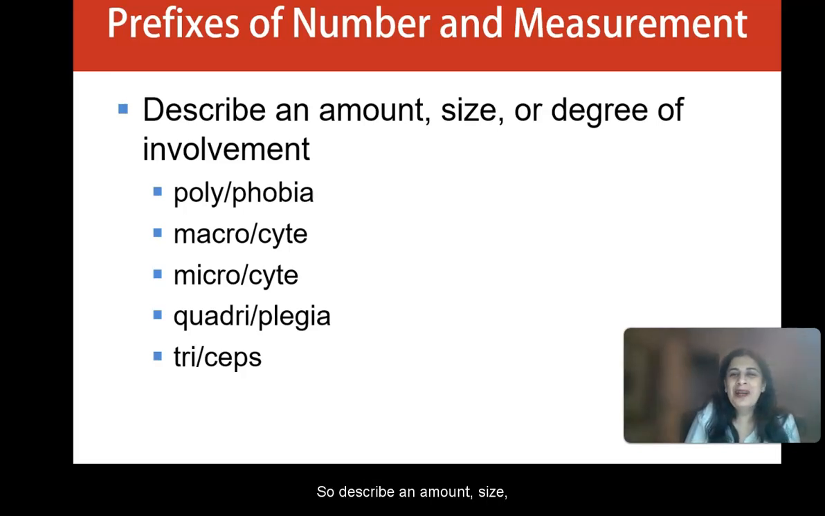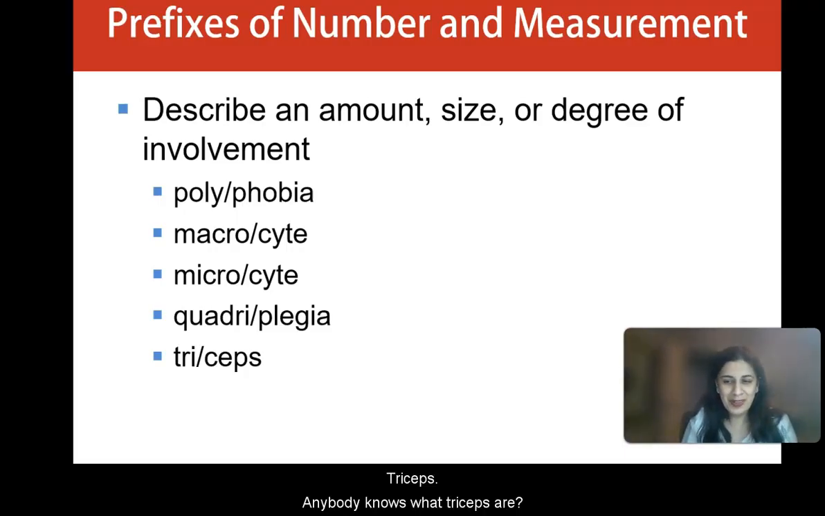So describe an amount, size, or degree of the involvement. Poly is multiple. Macro is large. What is micro? All of us know what micro means, right? You want to tell me? Little, small. Quadri is 4. Plegia is paralysis. Triceps. Anybody knows what triceps are?